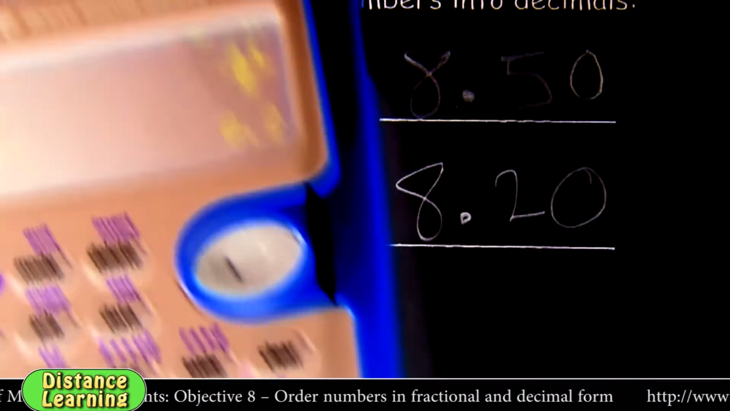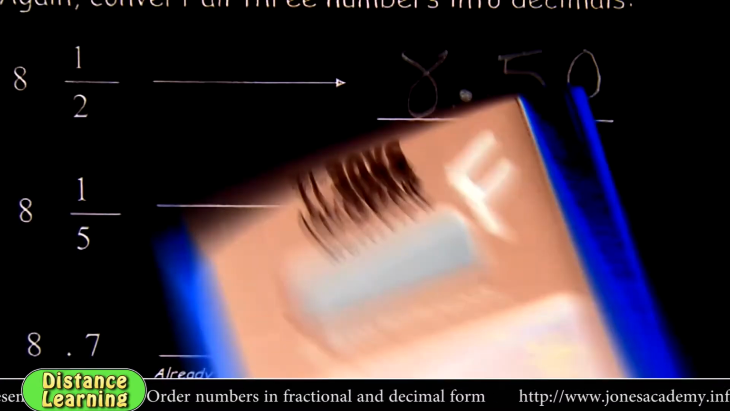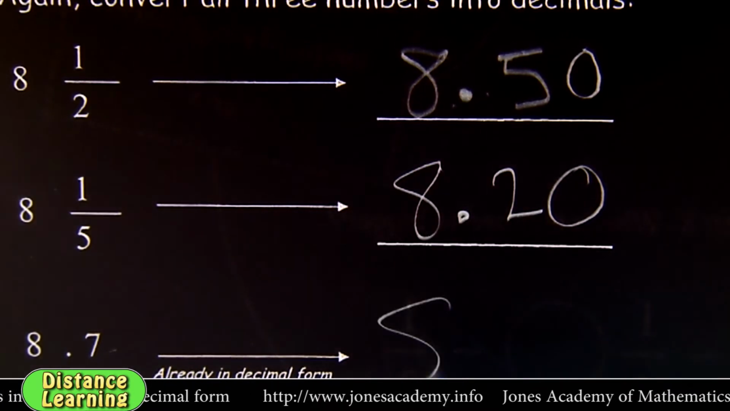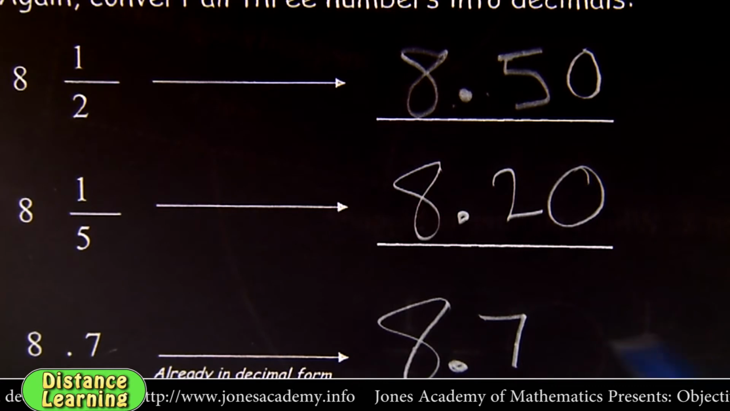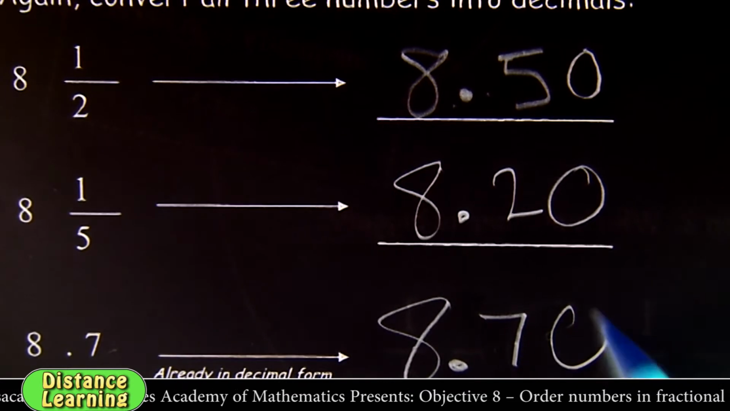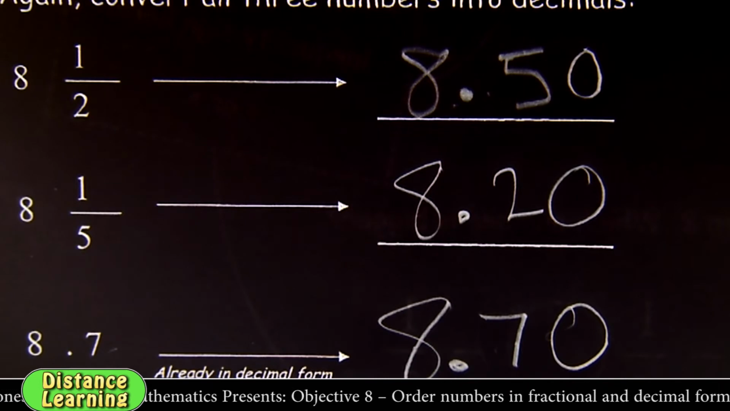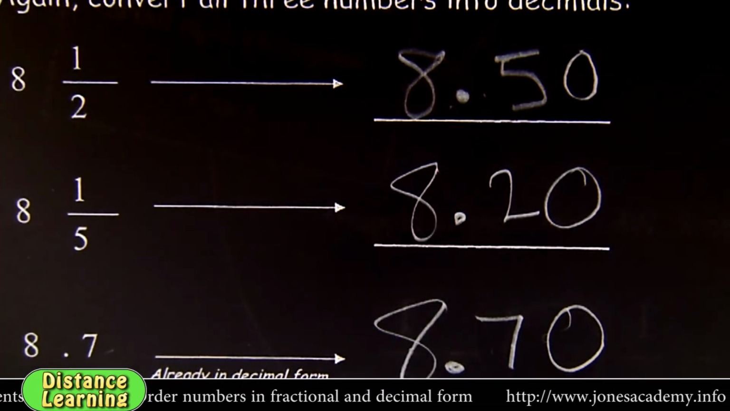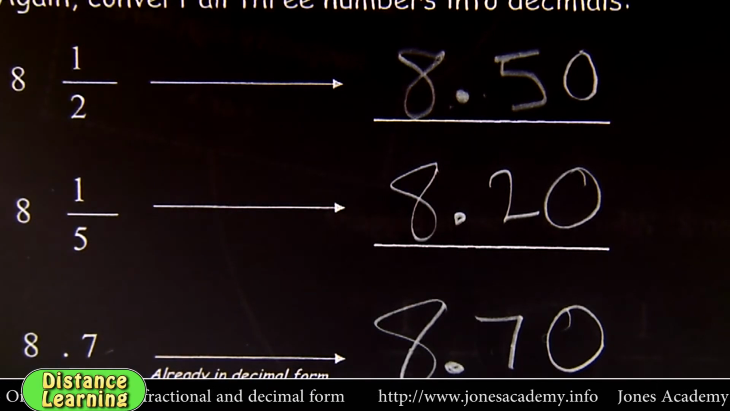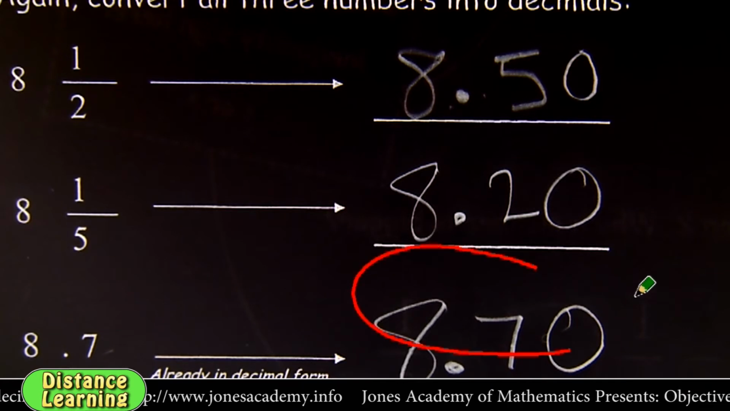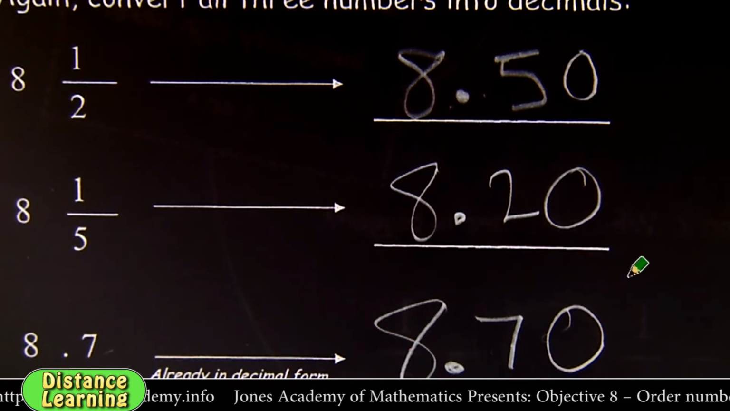And lastly, I don't need the calculator for this last one, so get rid of that. 8.7 is still 8.7. But remember, that's 1 decimal. If you want to add an extra one so this all looks like money, there it is, 8.70. So it's $8.50, $8.20, $8.70. So let's go in order. Which one of these is the biggest? Well, clearly the 8.70 is the biggest.